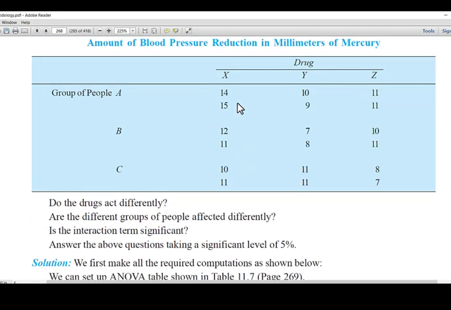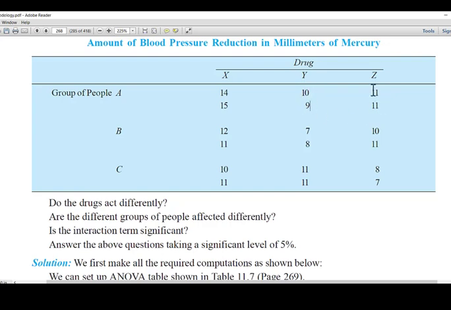Here you see this is 14 and this is 15. So the average is taken as 14 plus 15 by 2, that is 14.5. That 14.5 is subtracted from this 14 as well as this 15. And here this 10 and 9, and the average is 9.5. That 9.5 is subtracted from this 10 as well as from 9.